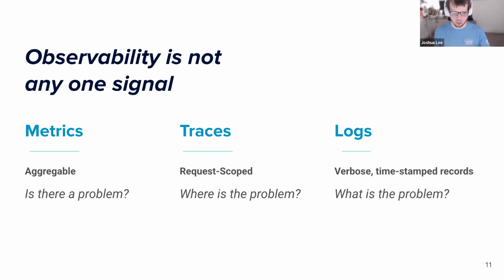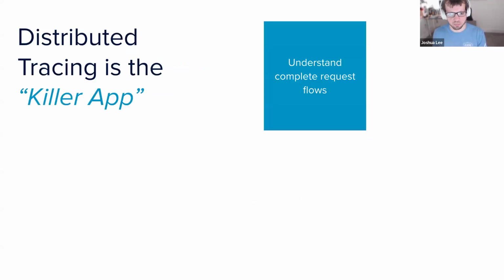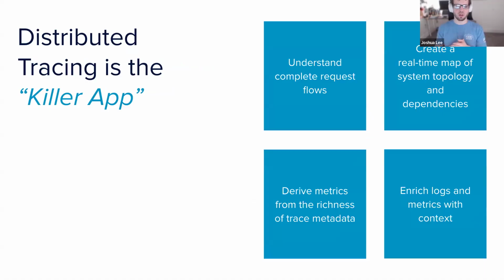So we have our metrics, they're aggregable, whether it's pre-aggregated or post-aggregated. We have our traces, which help us zero in on where the problem is. That's what we're going to be talking about the most of the day. And all of that is in service of finding that log message that has the error that you're going to go Google.